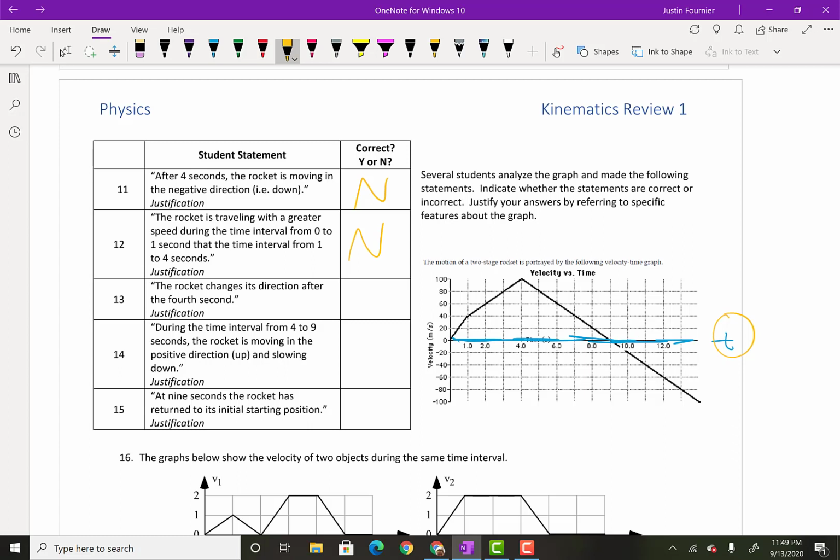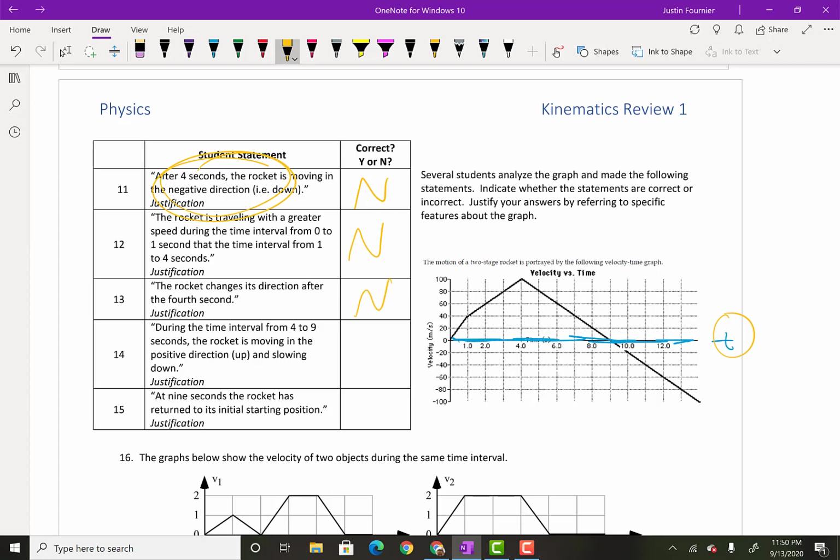Next up, it says the rocket changes its direction after the 4 seconds. Well, again, that's similar to this question up here. It's not changing direction. It's actually just slowing down. So the acceleration is changing direction. We go from a positive slope to a negative slope. So the acceleration is changing direction, but the rocket itself changing direction, that's basically talking about the velocity. No, it's not changing direction there.